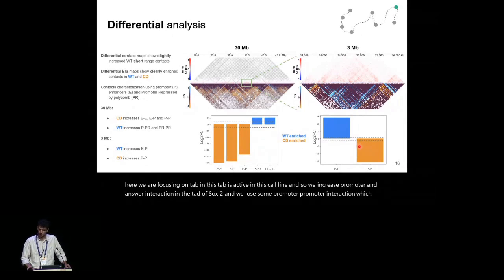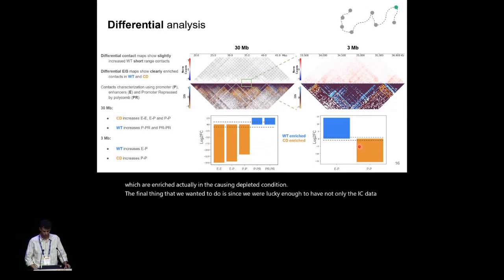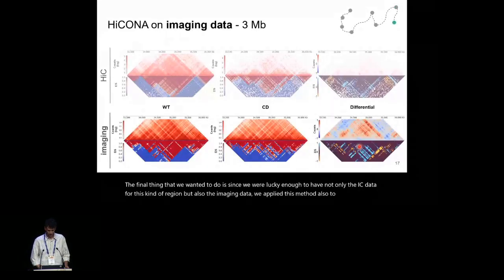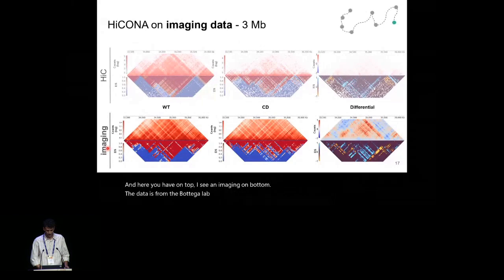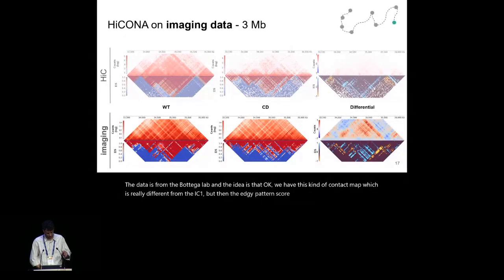The final thing that we wanted to do is, since we were lucky enough to have not only the Hi-C data for this region, but also the imaging data, we applied this method also to imaging. And here you have Hi-C on top and imaging on the bottom. The data is from the Bottiger lab. And the idea is that we have this contact map, which is really different from the Hi-C one. But then the edge importance score pattern, the entropy importance score, is really similar between Hi-C and imaging in both conditions, but also in the differential analysis.